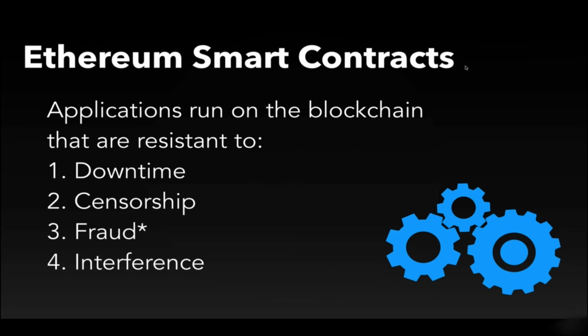Now, for the last two, fraud and interference, we have an asterisk next to fraud because, when we say fraud, you can't defraud a contract. However, you can write contracts that are fraudulent. Sketchy people can write sketchy code that can trick people into doing things that they shouldn't do. Like in the real world.